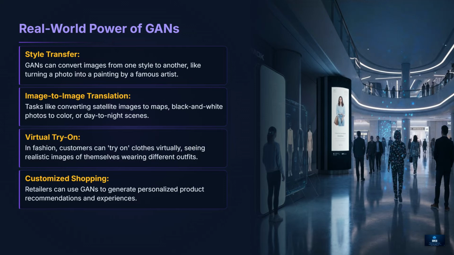GANs are incredibly versatile. We see them in style transfer, turning ordinary photos into masterpieces. They're also amazing for image-to-image translation, like coloring old black and white photos or generating maps from satellite images. In the industry, they power virtual try-on experiences and even help create highly customized shopping recommendations.